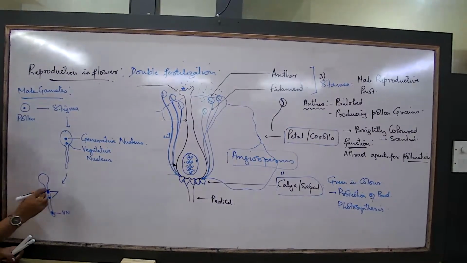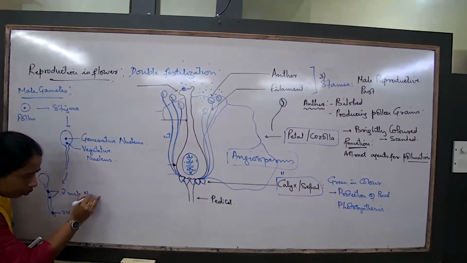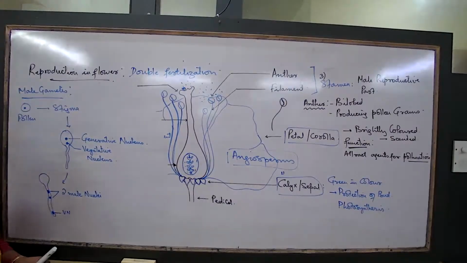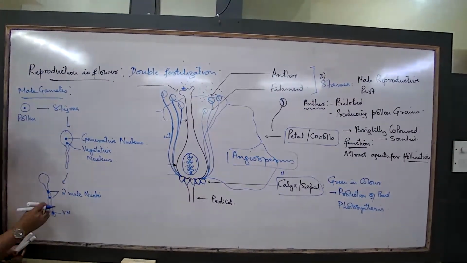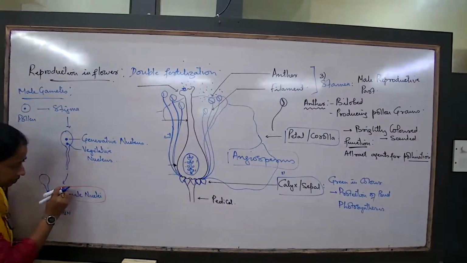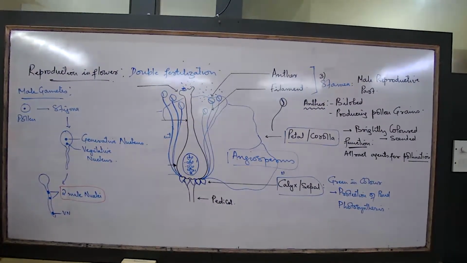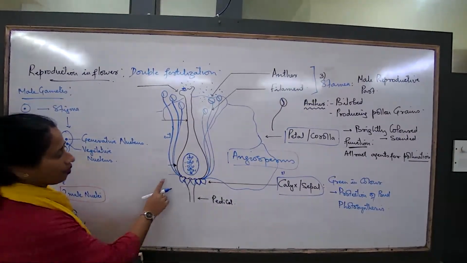The generative nucleus is dividing to form two male nuclei. These are also known as the sperm nucleus. So how many male gametes am I talking about? I am talking about two male gametes. One pollen grain gives rise to how many male gametes? Two male gametes, always to remember.